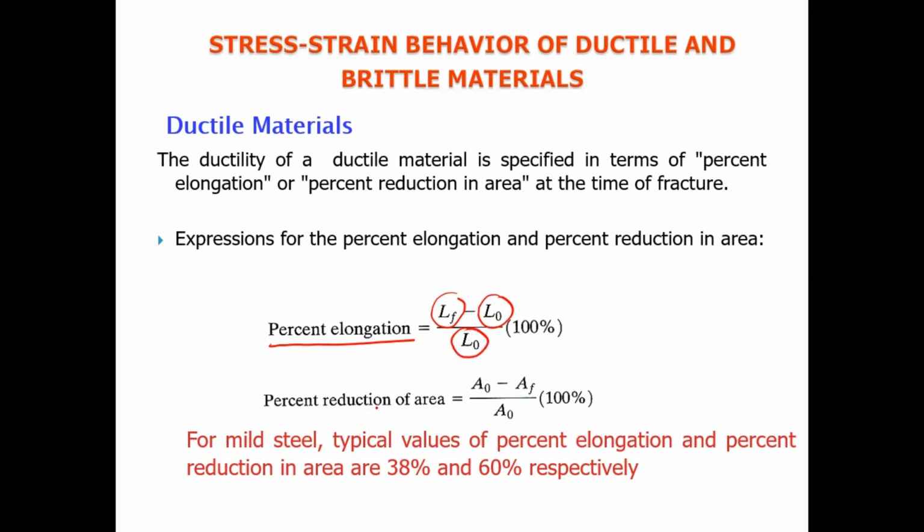This is percentage reduction of area: initial area minus final area divided by initial area. For mild steel, typical values of percent elongation and percent reduction in area are 38% and 60% respectively.